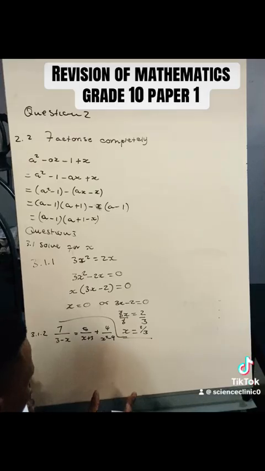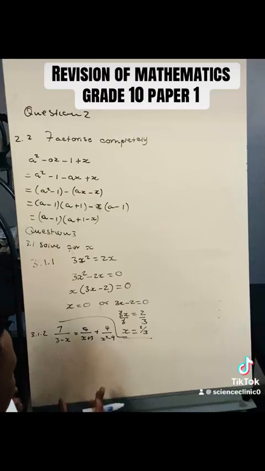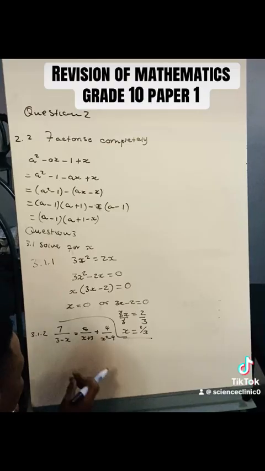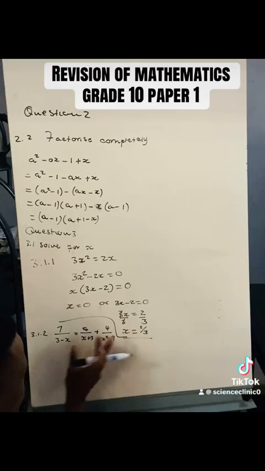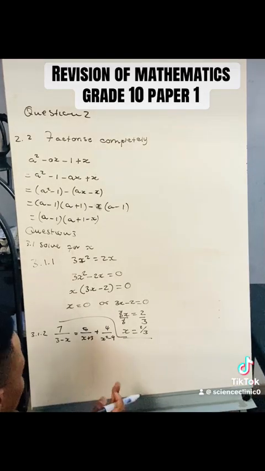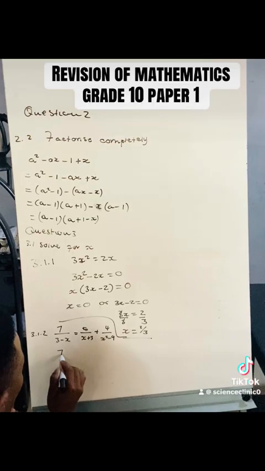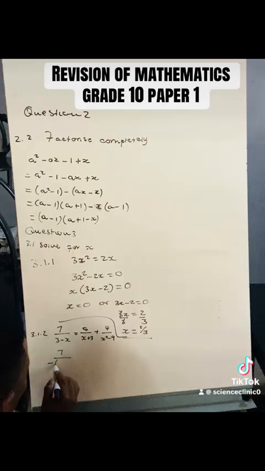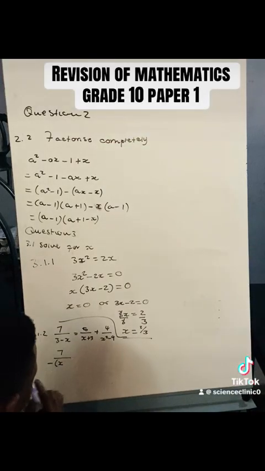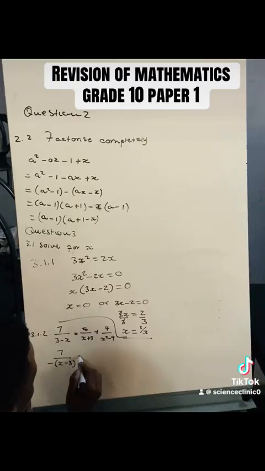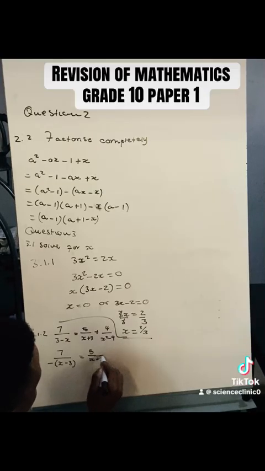When we have fractions, remember that we must have something that we call the LCD. But before we can get the LCD, we need to factorize so that we can see what our LCD is. Therefore, on the first one, we are going to have negative open brackets x minus 3. Why x minus 3? So that when I multiply this negative by negative 3, I get positive 3, equals 5 divided by x plus 3.